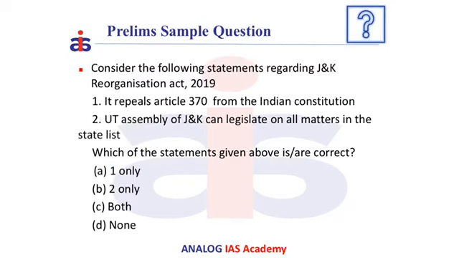Now let us solve this question. Consider the following statements regarding the Jammu and Kashmir Reorganization Act of 2019. One, it repeals Article 370 from the Indian Constitution. Two, the Union Territory Assembly of Jammu and Kashmir can legislate on all matters in the state list. The correct answer is D.